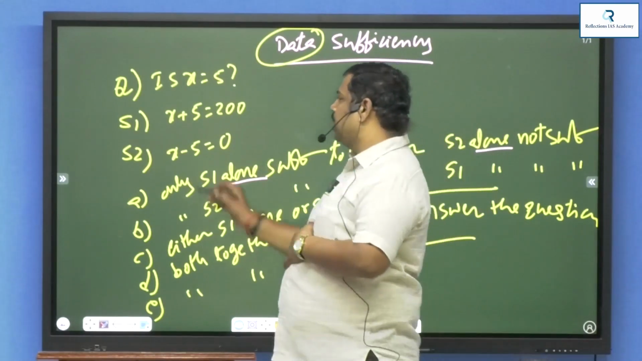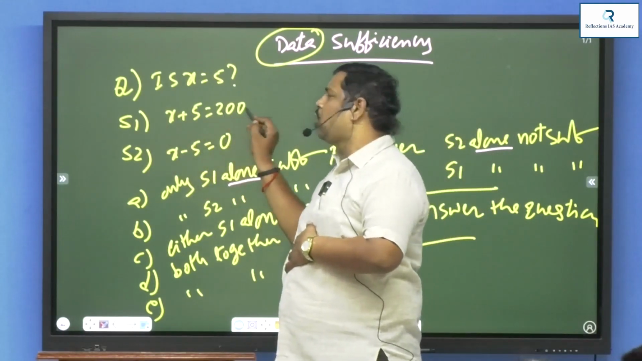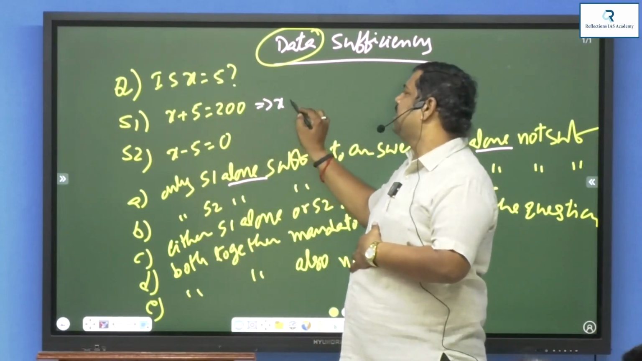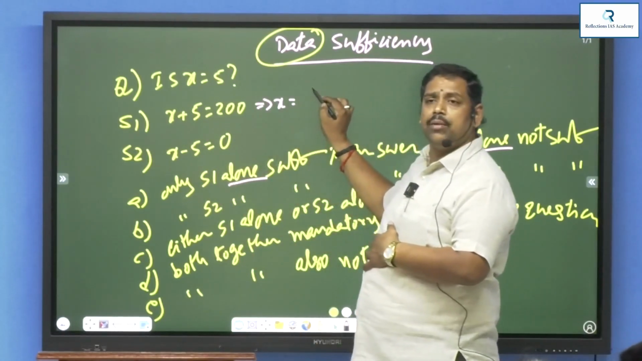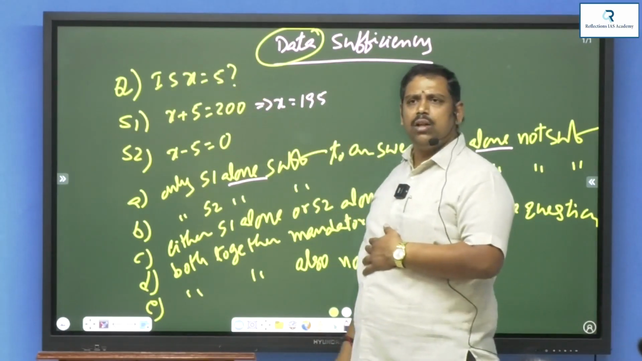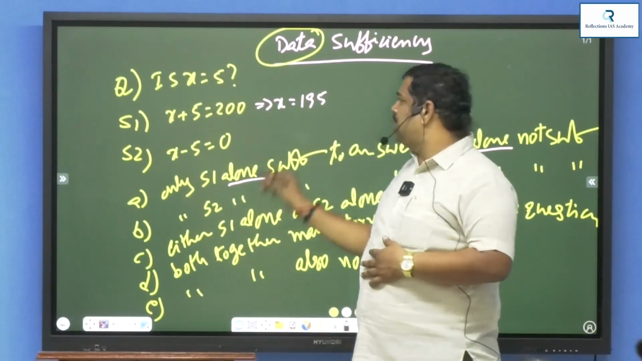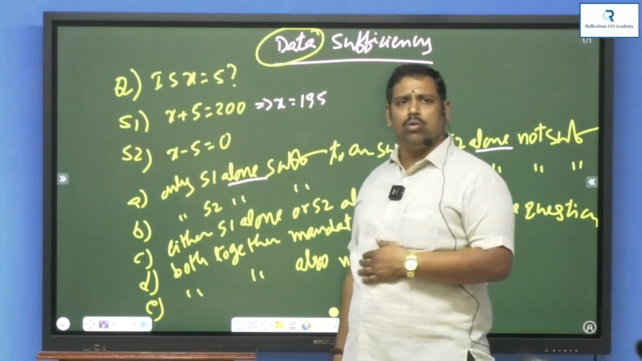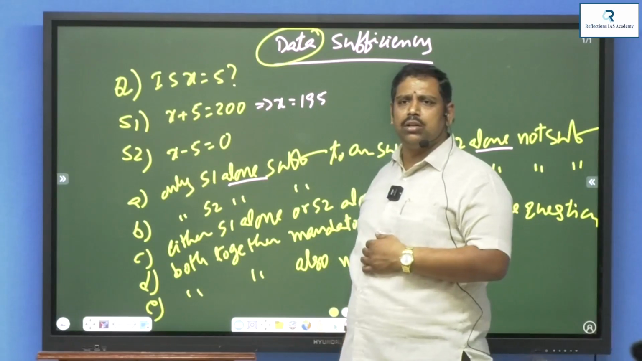Statement 1: x plus 5 is equal to 200. X plus 5 is equal to 200 means what is the value of x here? Say it loudly. 195. What is the question? Is x equal to 5? What is the value of x? Now tell me, is x equal to 5 or not? No. Now tell me, the data is sufficient or not sufficient?